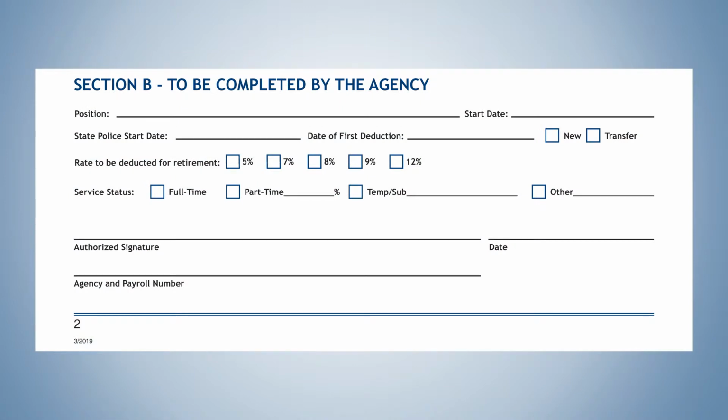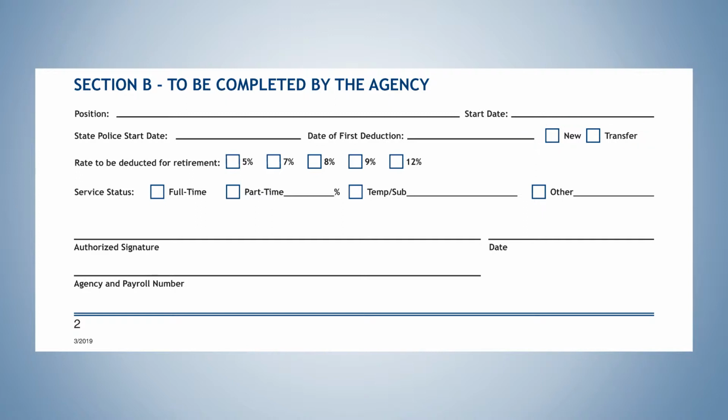Section B is to be completed by your agency. Agency staff must complete this section in its entirety. Fields include the employee's position title, start date, and the date of the first payroll deduction. Please be sure to indicate whether or not the employee is new or a transfer by checking the appropriate box.